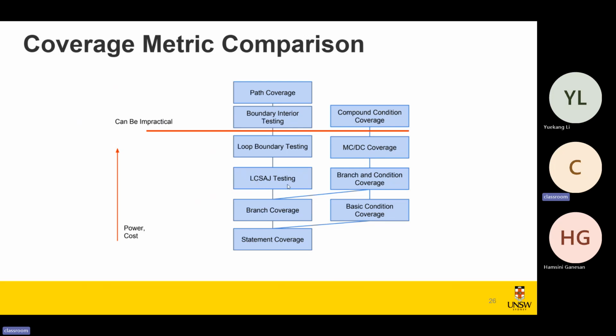And LCSAJ is a special case because when we set the number n equal to 1, which means that we are not combining any subpaths at all, it actually is equal to statement coverage. And if we set the number n for LCSAJ to 2, it means that we can combine two subpaths together. Then it is equal to branch coverage. And if we enlarge the number n, it could get closer to path coverage. So this LCSAJ is a special case here.